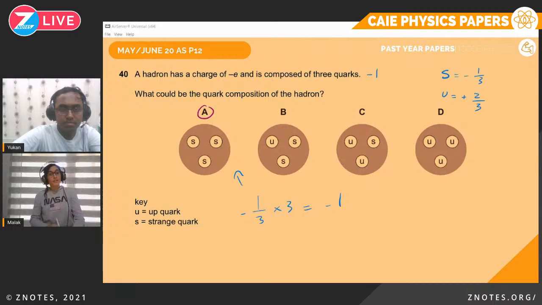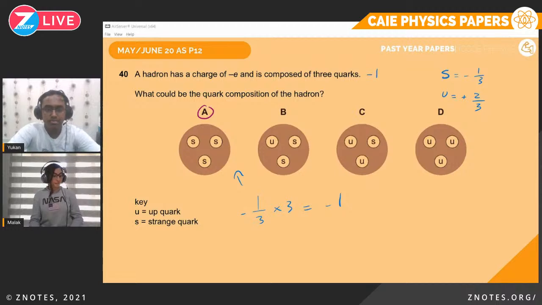And that brings us to the end of the questions. That's the end of paper 12, multiple choice AS level. That was, I would say, a very tricky paper for AS level. It had a lot of tricky questions. Is there any advice that you'd like to give for students?